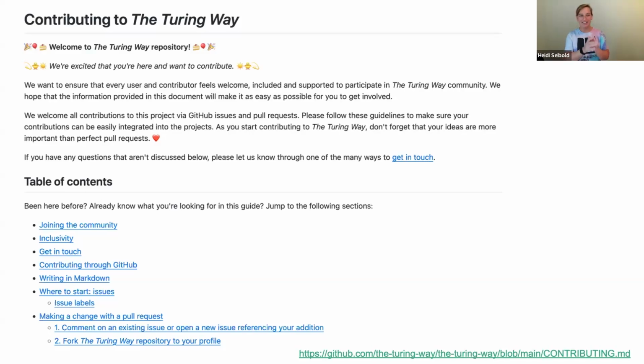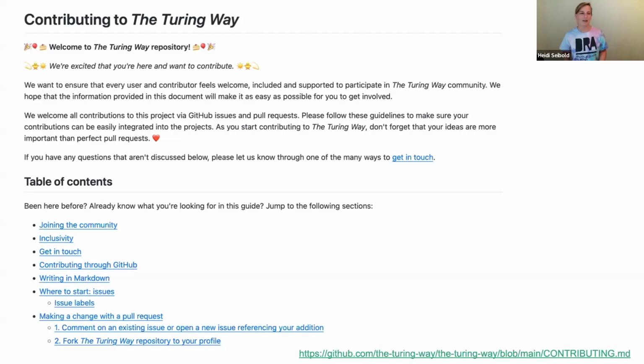It's very friendly. You see in the beginning, welcome to the Turing Way repository, and with lots of emojis. So it's very friendly and open, and you feel like you want to contribute right away, right? And it has a lot of different steps for how you can get started contributing. For example, they use certain issue labels for newbies so they find really easily how they can contribute.